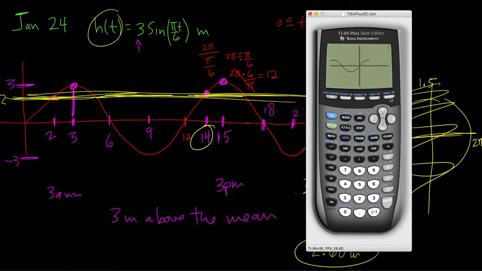I need to fix my window, but we can see the concept right here. It crosses these two places. I need to be able to see all the way to 24 though. So I'm just going to go 0 to 24 on the x. And then as far as the y goes, just so I can see the whole thing, I'll do -4 to 4. Our graph only goes to 3 though, right?